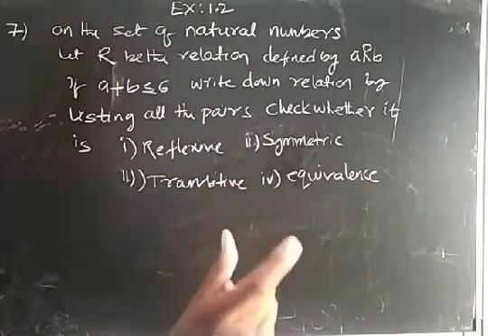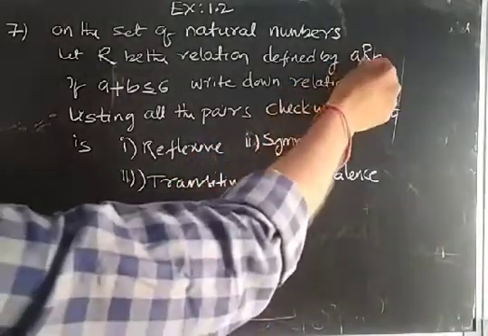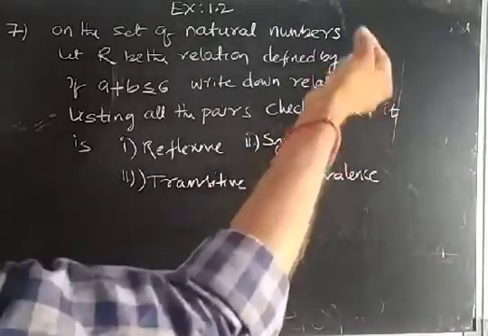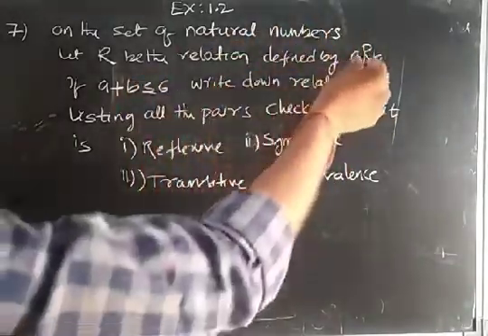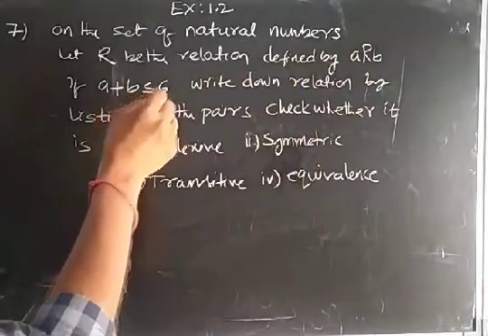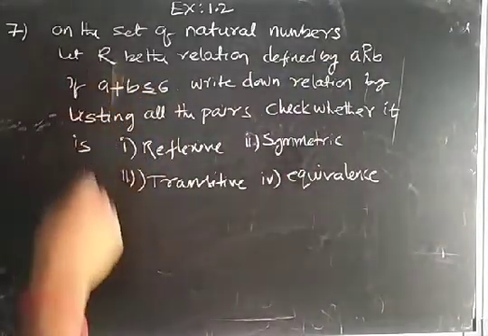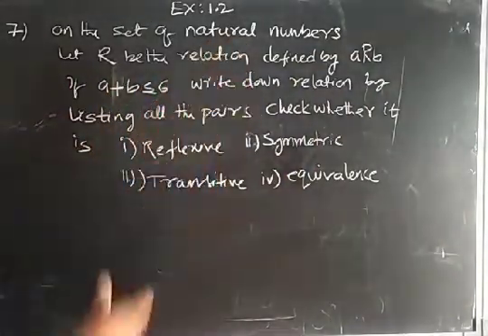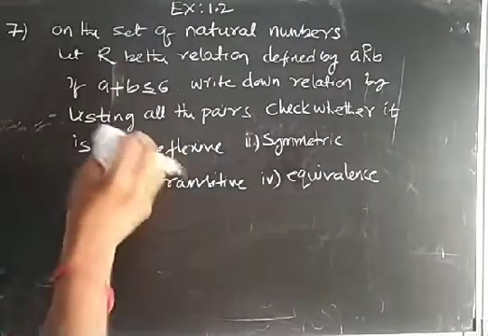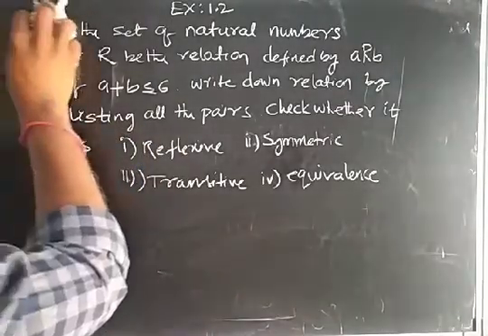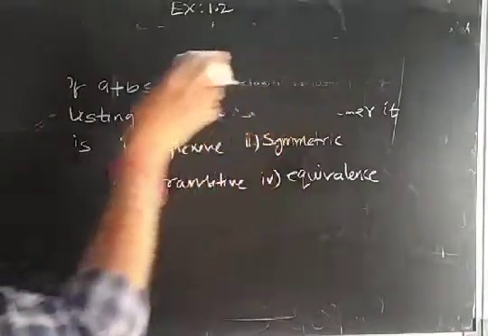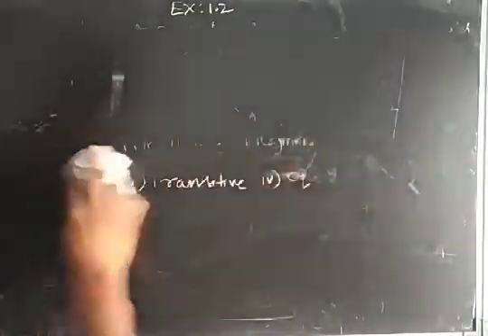So first of all, we should consider a relation. In that relation, every pair should satisfy A plus B less than or equal to 6. Here A, B are taken from natural numbers, right? First of all, I will construct the relation. Then after, I will check is it reflexive, symmetric or transitive.